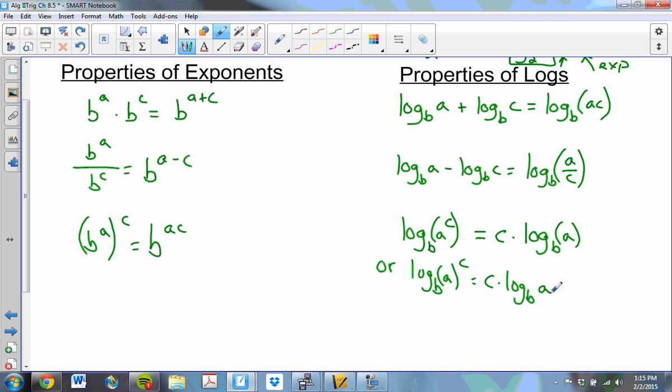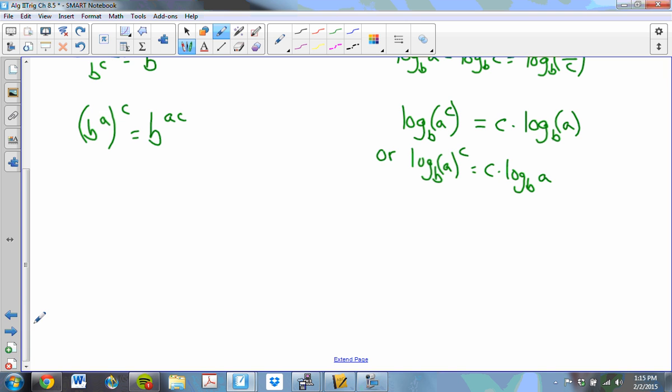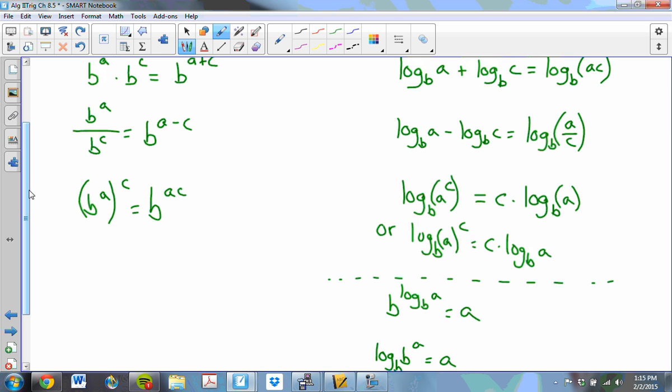A couple more properties come out of that. I mean, that really tells us that b to the log base b of a equals a, or that log base b of b to the a equals a. Those are 2 other little properties that kind of come out of those first 3. These are your 5 main properties of logs that we'll work with a lot. Here's what you can do with them.